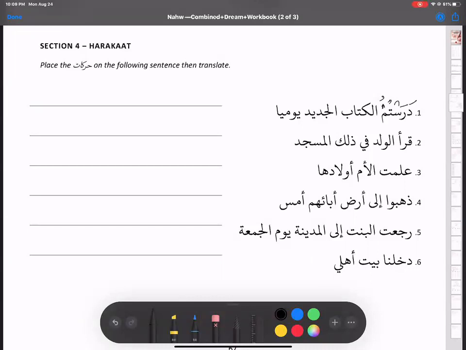Why B? Kitaba is maf'ul. Kitaba, because al-kitaba al-jadida yawmiyan. Yawmiyan means daily. So darastum, you all study the new book every day. You study the new book every day, basically, it is saying. So darastum is our fail, and al-kitab al-jadida is our mafulun bihi, and this is mafulun fihi. Oh, fihi, sorry. This is our fail.